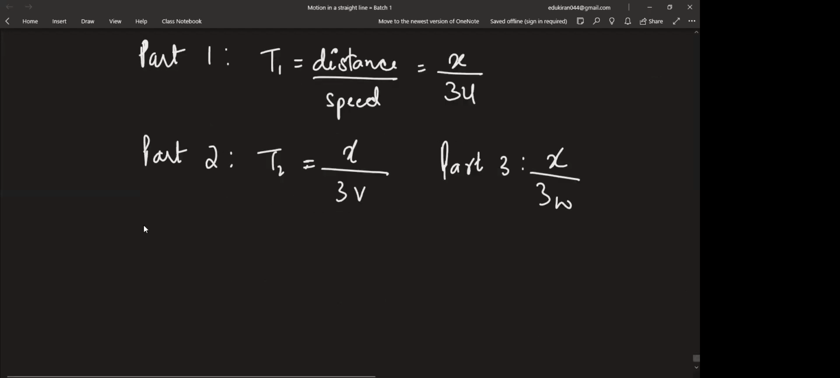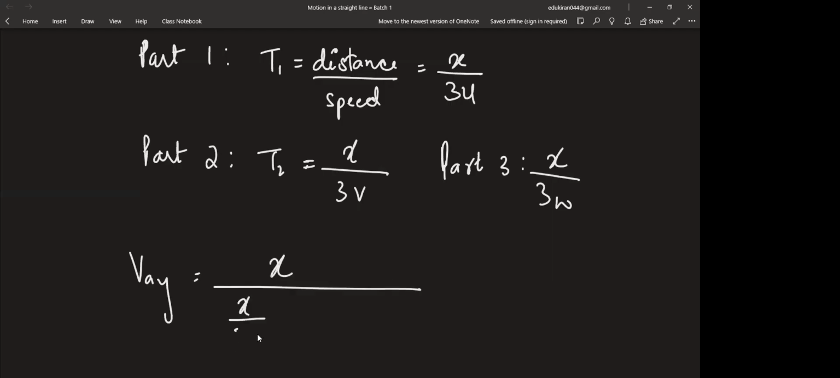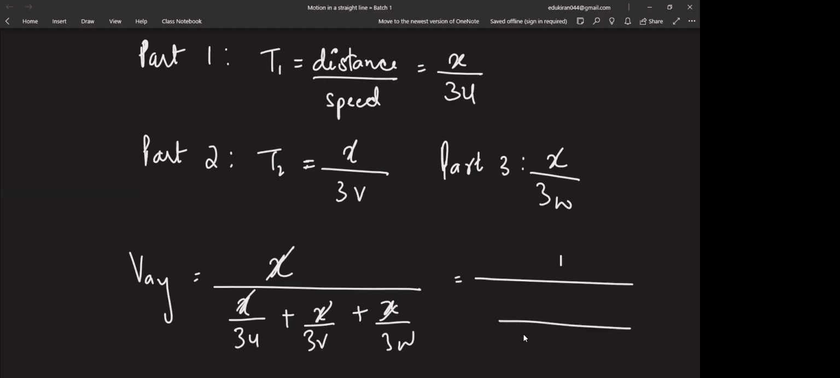So what's the average velocity formula? Total distance is x, by total time, which is x by 3u plus x by 3v plus x by 3w. Firstly, all the x will be cancelled. And let's take the LCM. The LCM is going to be 3uvw. You will multiply all the terms that you have.